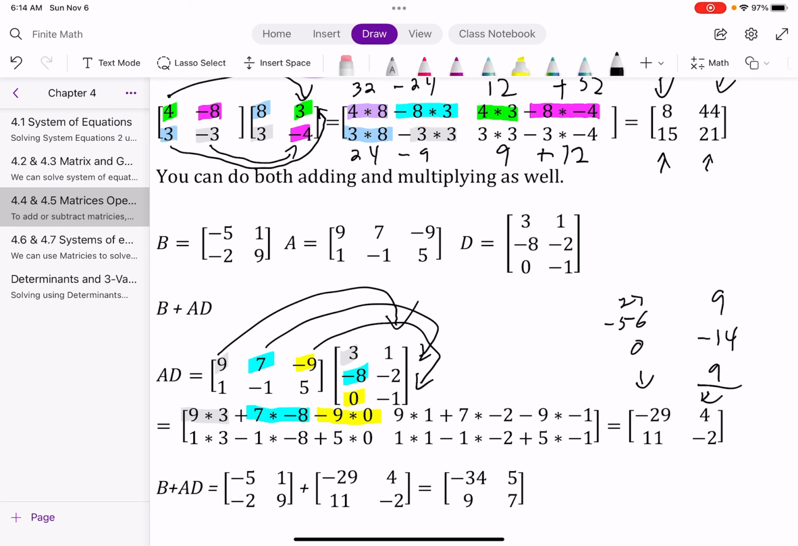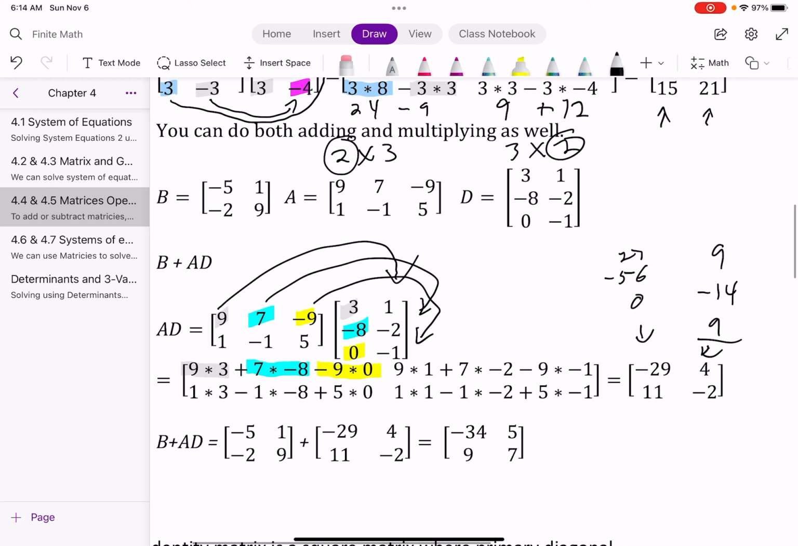And then we'll do the exact same thing. It's interesting: I have A is a 2 by 3, and D is a 3 by 2, right? So this is a 2 by 3. This is a 3 by 2. And notice what do we finish with? We finish with a 2 by 2. Right? And that will always happen when I'm multiplying.